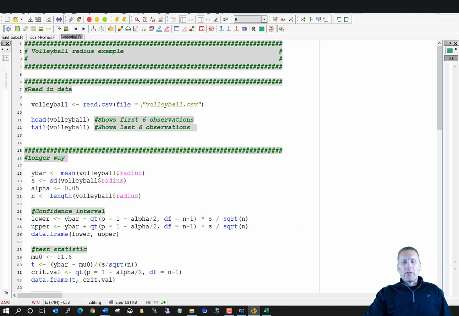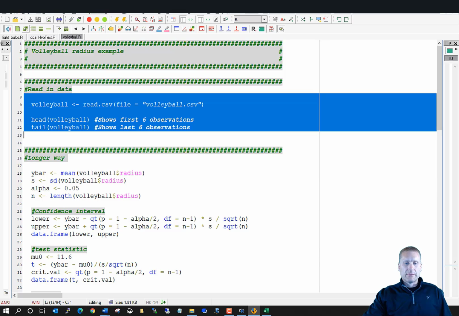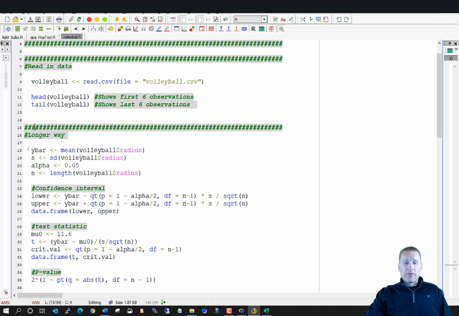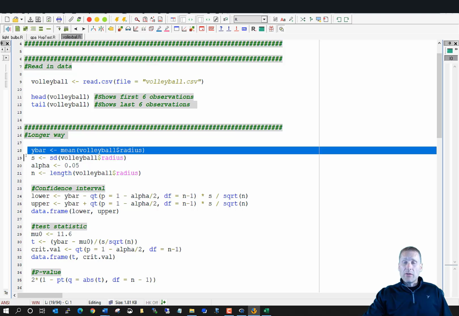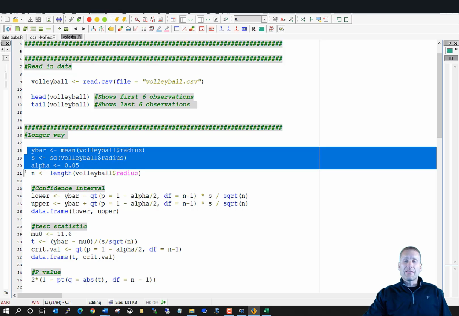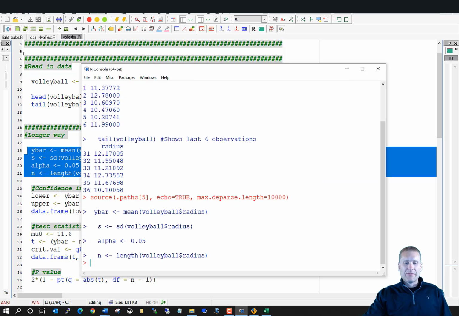Okay. So, my data is in volleyball.csv. So, let me go ahead and read that in. And from that, then, I can find my sample mean using the mean function as we've done before. I can find my sample standard deviation using the SD function as we've done before. I can state my level of alpha. I can find my sample size using the length function as we've done before. Let's go ahead and do that.